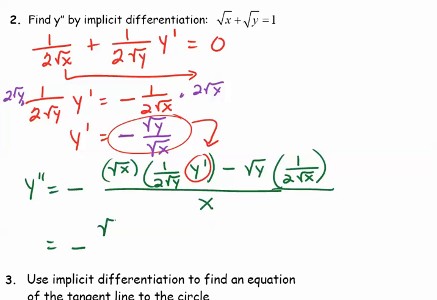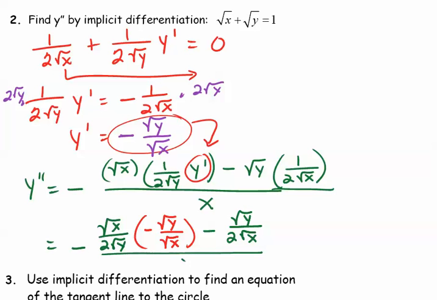So we've got square root of x over 2 square root of y, and now here is where I'm replacing y prime. Look at how we're going to be able to do some canceling with that. And then I'm going to go back to the second part here. So we've got square root of y over 2 square root of x, and our denominator is still x. So let's look for some canceling here.